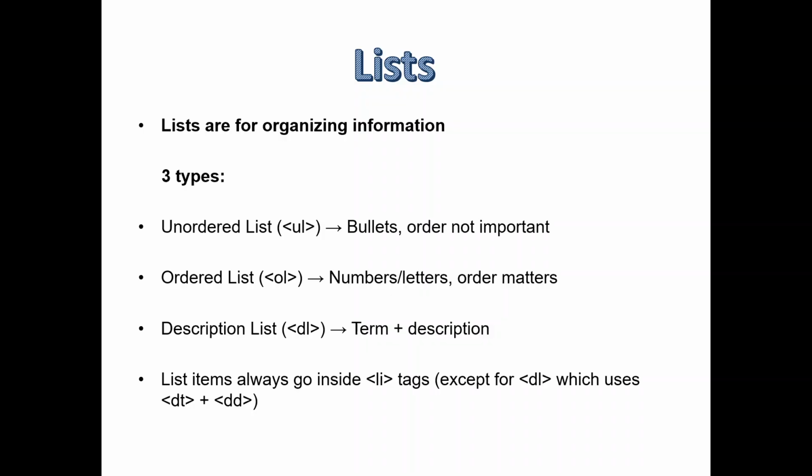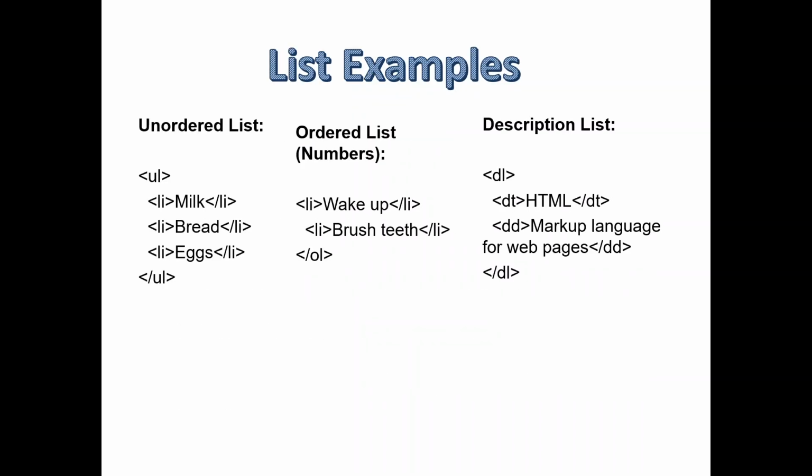As you can see, unordered list with UL, ordered list with OL, then description list with DL. Let us show you an example.